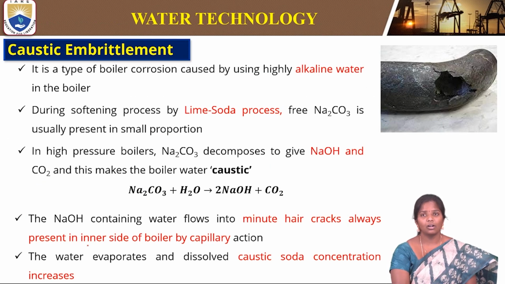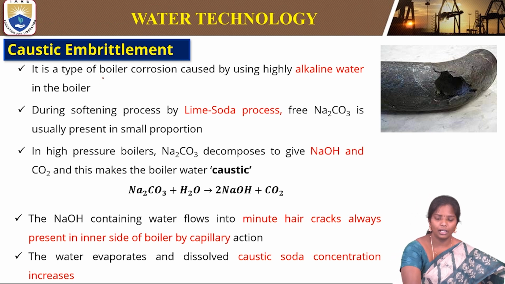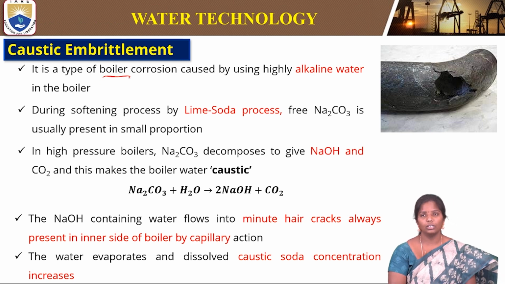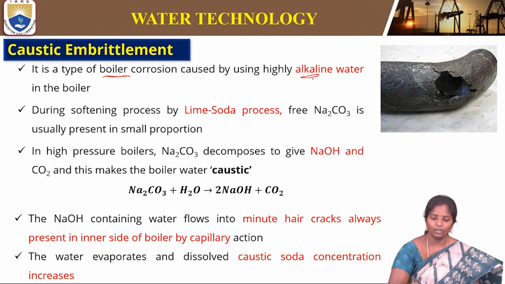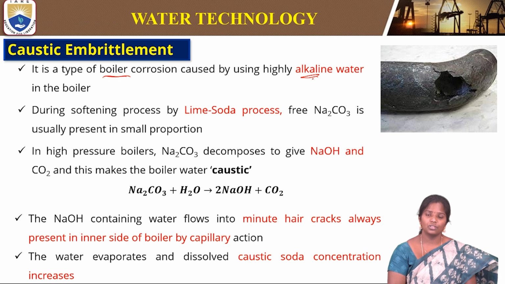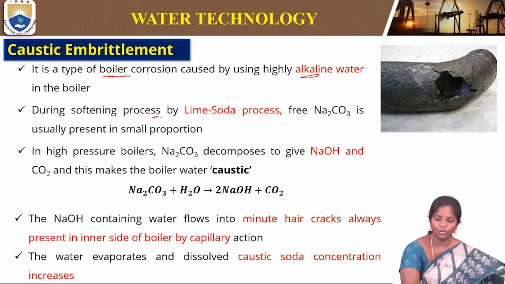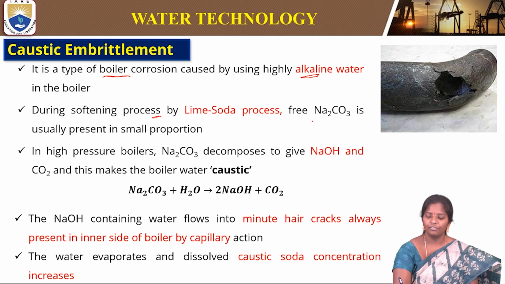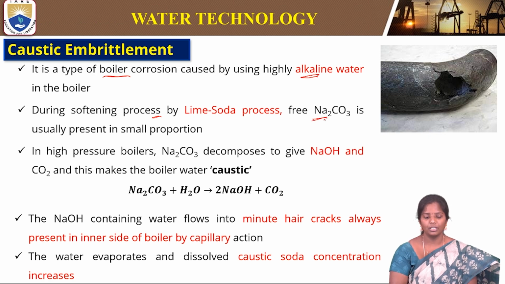So the other one is the caustic embrittlement. It is a type of boiler corrosion. The parts of the boiler get corroded due to high alkaline water that is used for the boiler. During the softening process by soda lime, free sodium carbonate is usually present in small portions. So even after softening, there will be some sodium carbonate left over in the water.